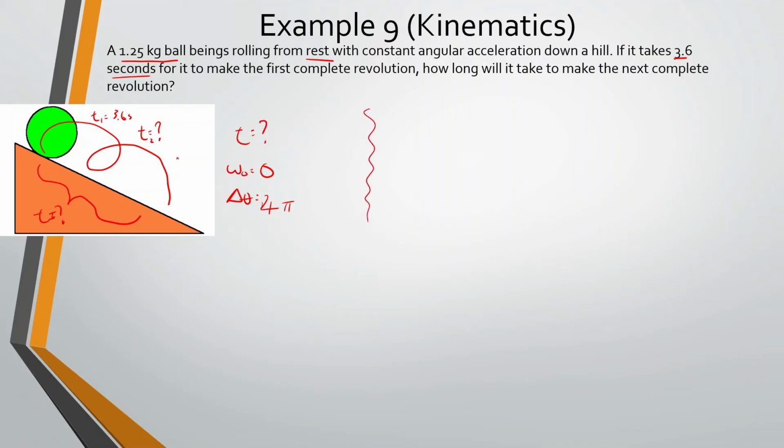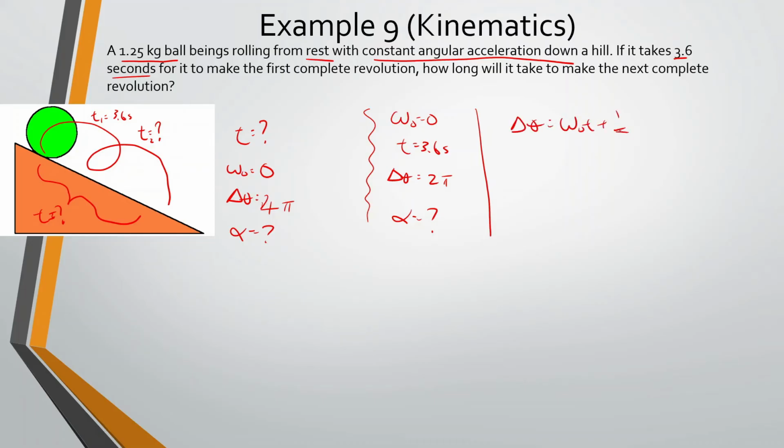So let's see if we know more information just from what happens in the first roll. From the first roll, we know omega initial is 0. We know it takes 3.6 seconds to make 1 full revolution, and 1 full revolution is equal to 2 pi. Now let's try to find something that's the same for both: the constant angular acceleration down the hill. So let's find what the angular acceleration is. Using displacement equals omega initial t plus 1/2 alpha t squared, this is going to be 2 pi equals 0 plus 1/2 alpha times 3.6 squared.